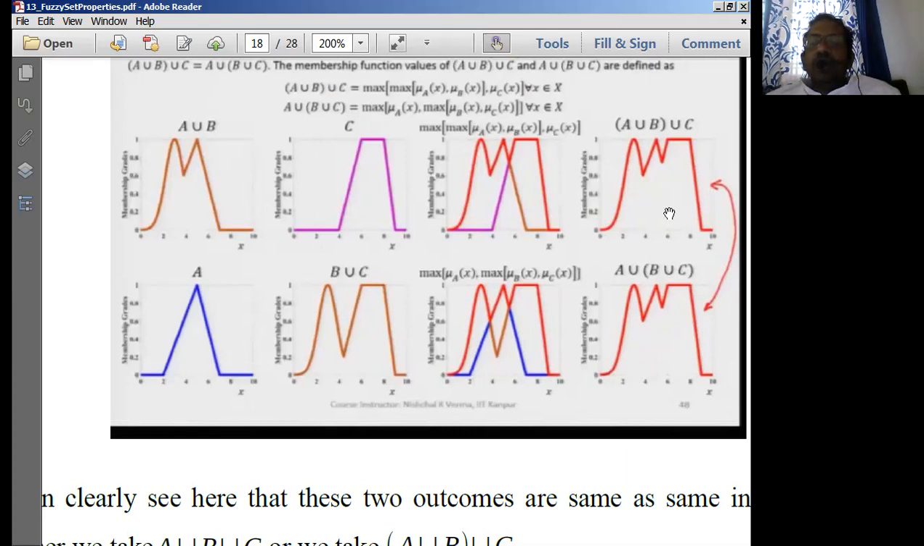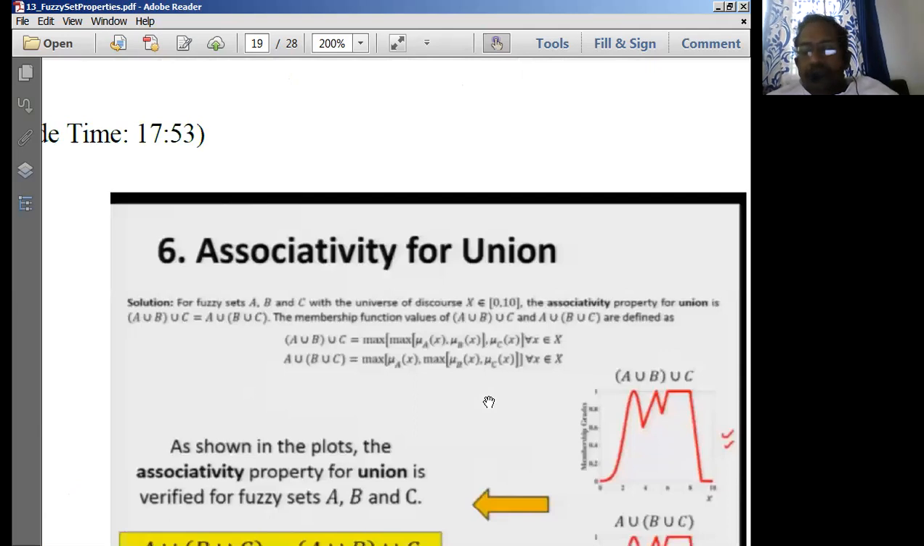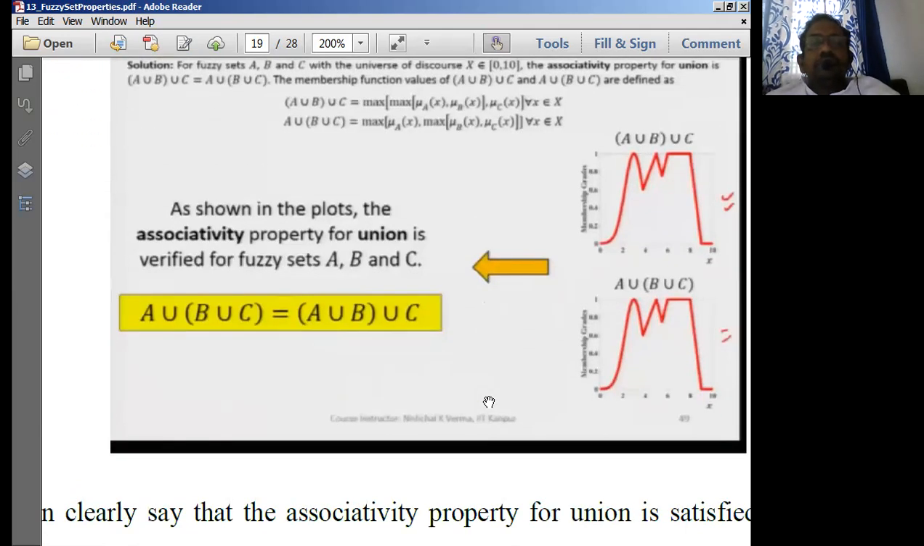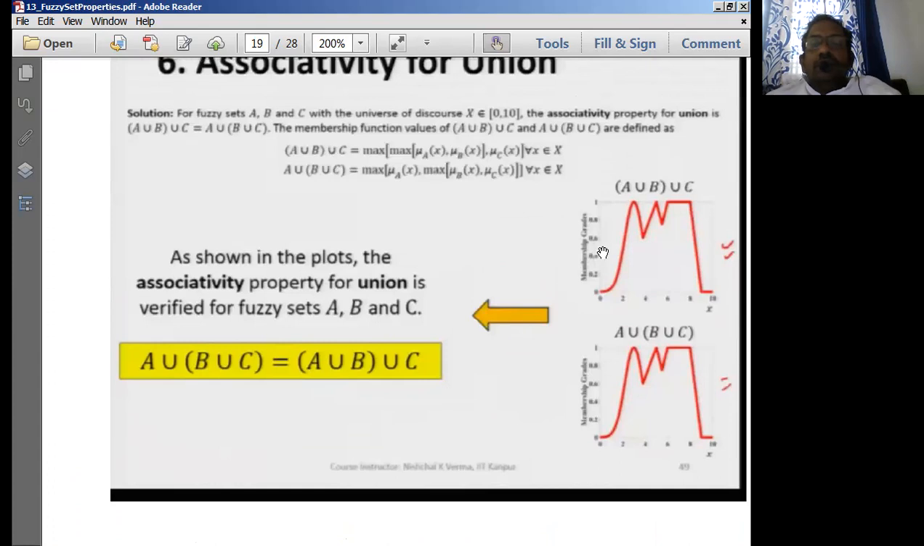Now, observe carefully, these two graphs are exactly the same. It is starting at 0, this is also starting at 0. And it is landing at 9 value, 8, 9, and 10. So the same function we have got. That means we can say that (A union B) union C is equal to A union (B union C). These two are the same now.